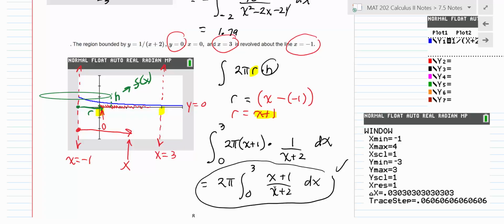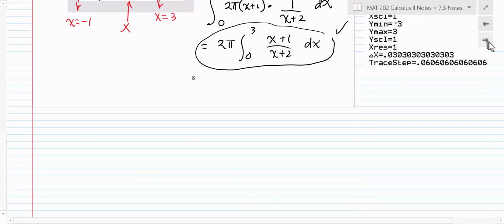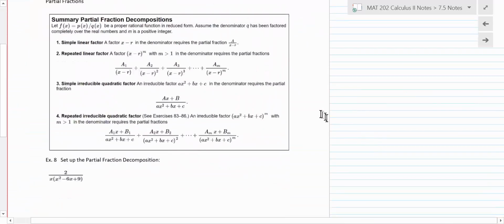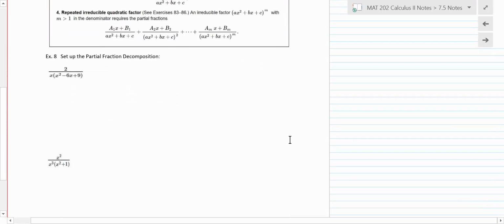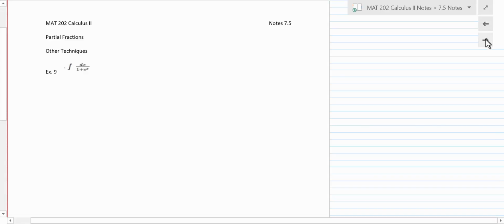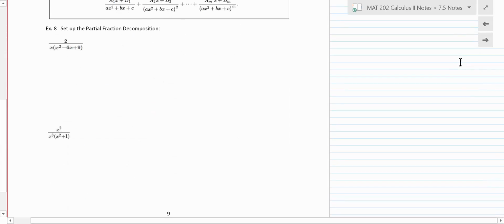Next page, I'm going to do just a summary, I think. This just gives you a summary, and we're not going to do the partial fraction. We're just going to do a couple of setups, and then I want to do a couple more integrals that are a little bit different ideas. So this one, let's just set up the partial fraction. Let's make sure that we have this under control. We're not going to integrate. We're just going to set up how you would do that.